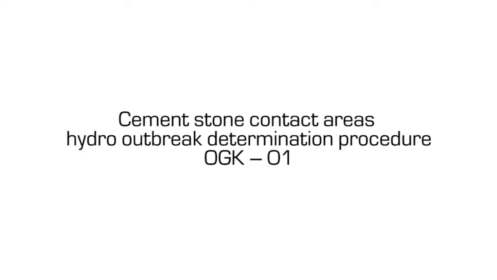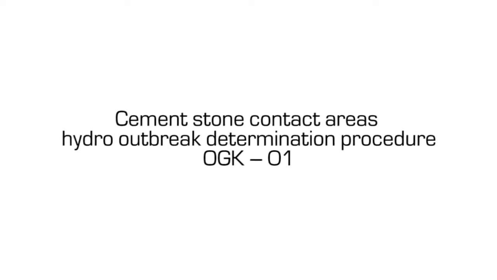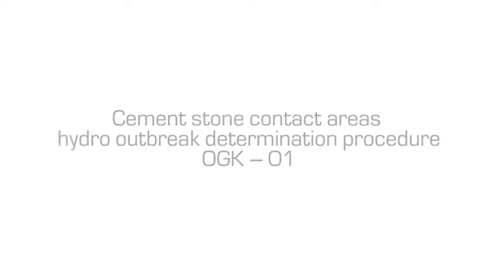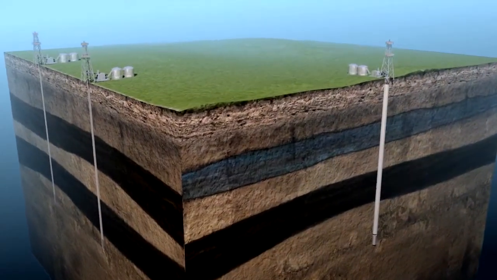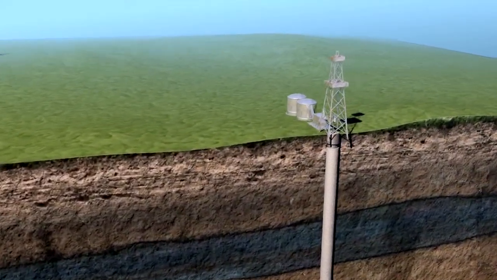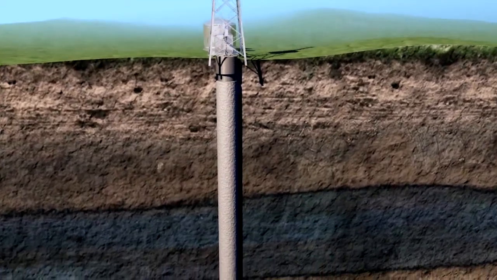Cement Stone Contact Areas Hydro Outbreak Determination Procedure, OGK-01. Sealed isolation of the borehole annulus is the prerequisite condition for casing string high-quality cementing.